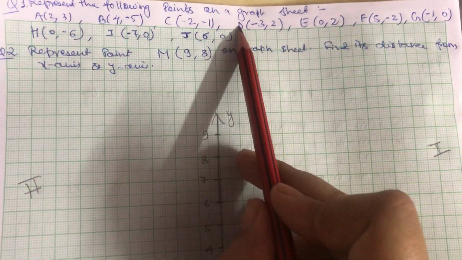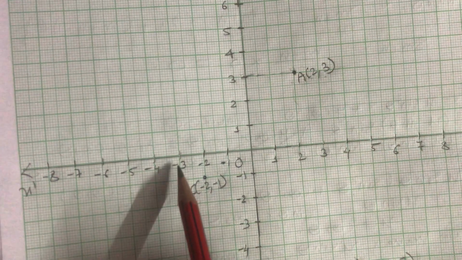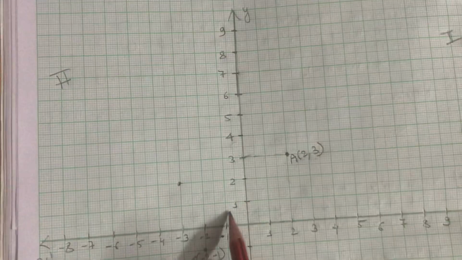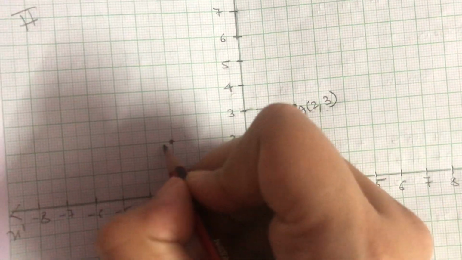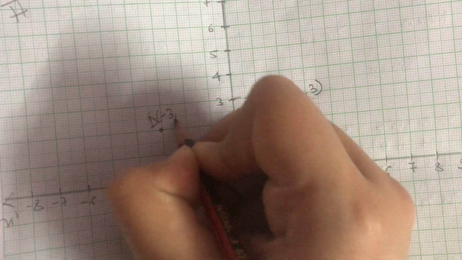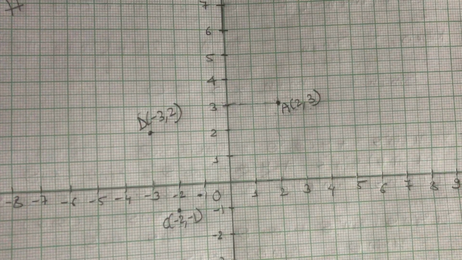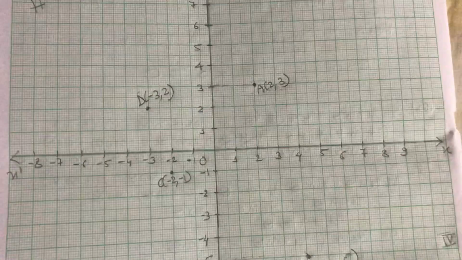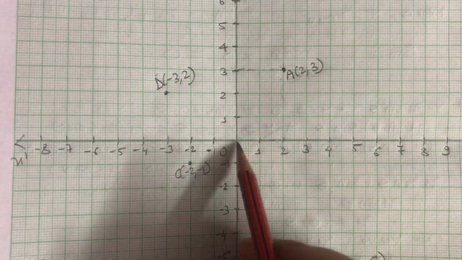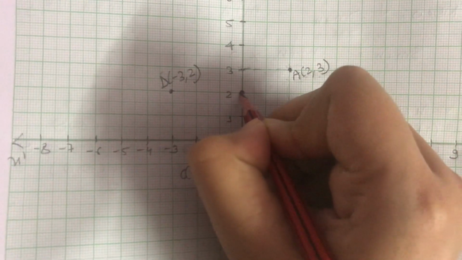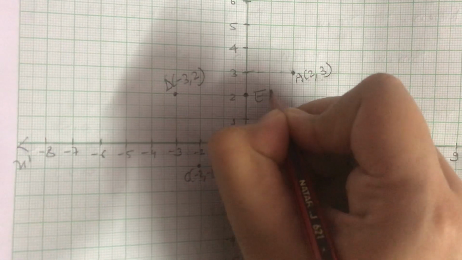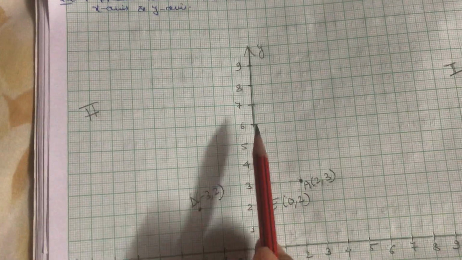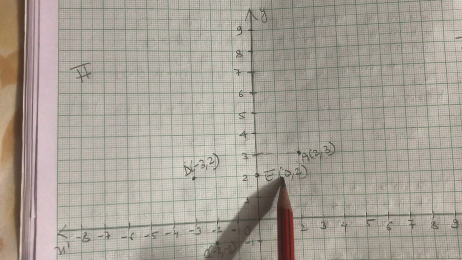The next is D, which is minus 3 and 2. So x is minus 3 and y equals 2. So this will lie here because y is positive. So my next point is D, which is minus 3 and 2, right? The next point is E, which is 0 and 2. So x is equal to how much? 0, and y equals 2. So this is my point E. In which quadrant does it lie? It doesn't lie in any of the quadrants. It lies on the positive y-axis, which is 0 and 2.